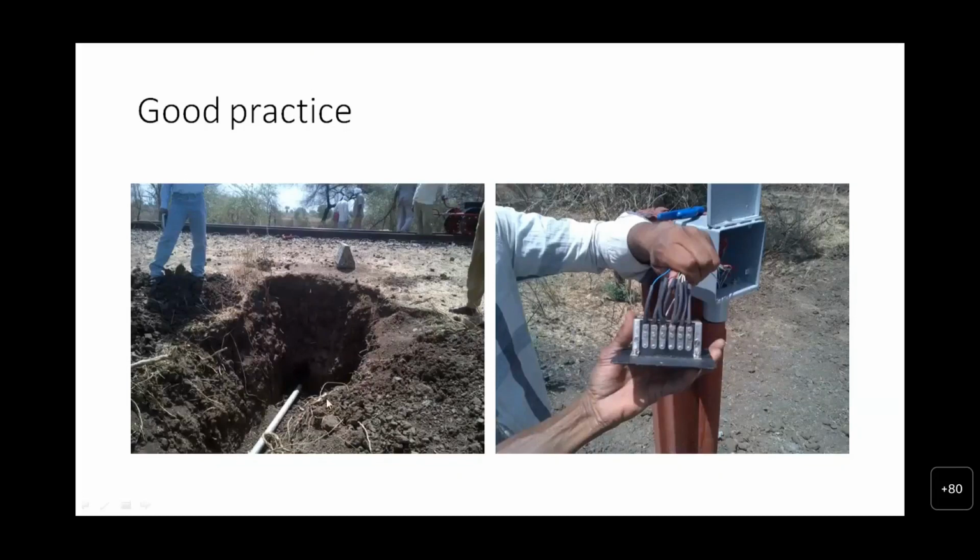On the left side, you can see horizontal boring. The cable is being taken below the track. On the right side, EC termination with properly insulated sleeves connecting to the EC point.